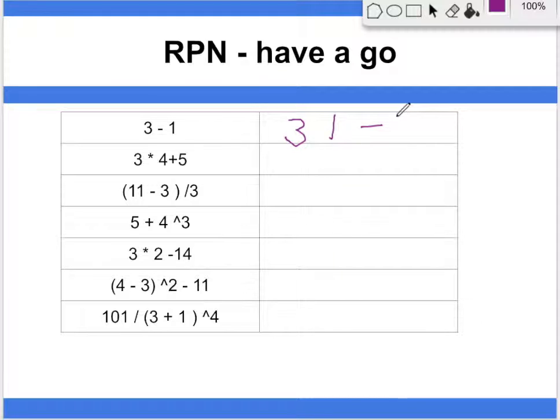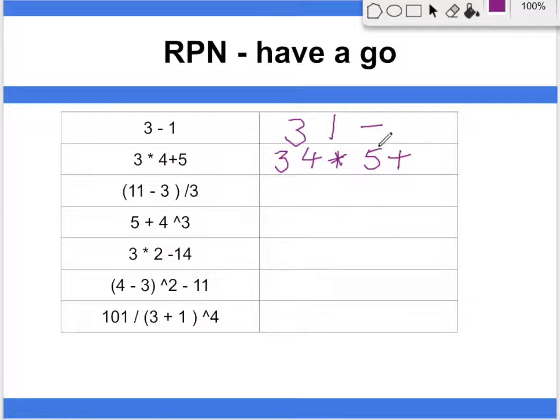Now with the second one, if we consider this, there are no brackets, so we have to think about the order in which we would like this to be executed. According to the rules of BODMAS, we would do 3 times 4 first, then add the 5 to give us 17. So we're going to go for 3, 4, star, because that's the first part of the equation which needs to be evaluated, and then we're going to do 5, plus.